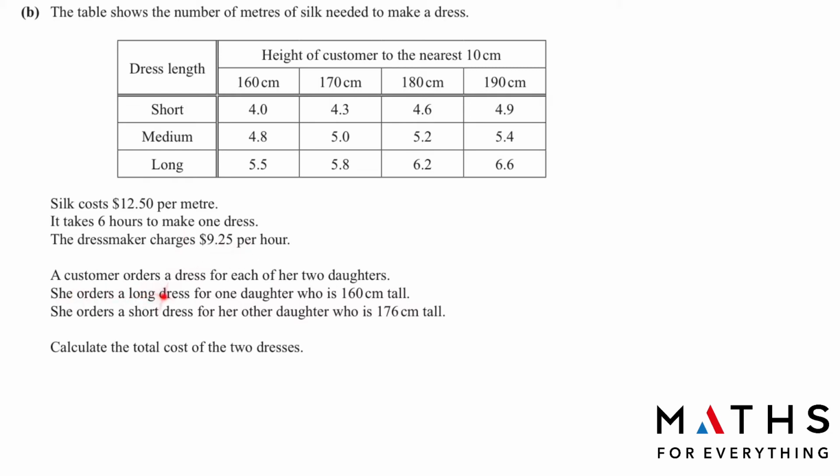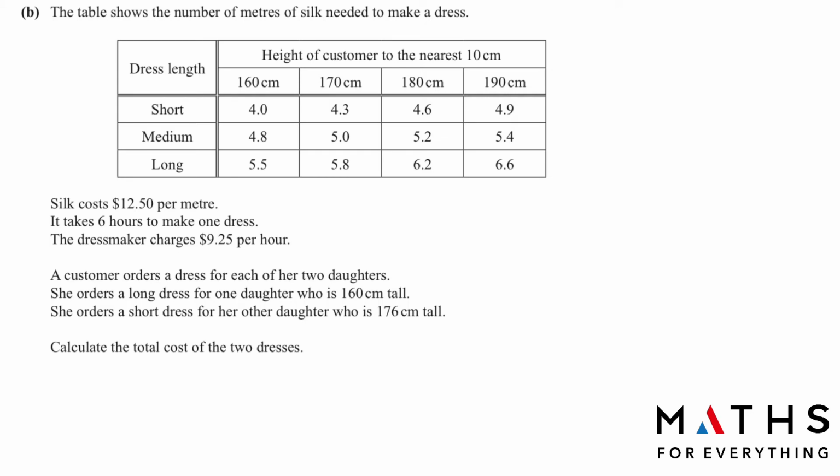A customer orders a dress for each of her two daughters. She orders a long dress for one daughter who is 160 centimeter tall. She orders a short dress for her other daughter who is 176 centimeter tall. Calculate the total cost of the two dresses. So this is a simple calculation question.